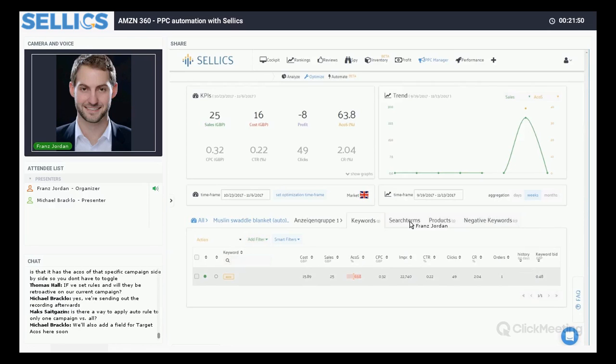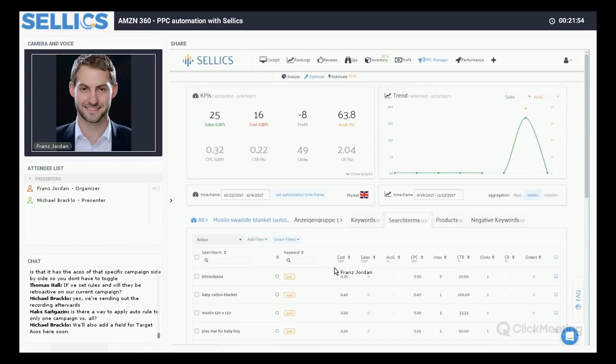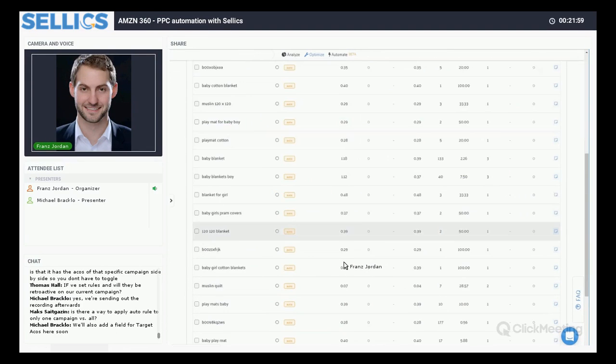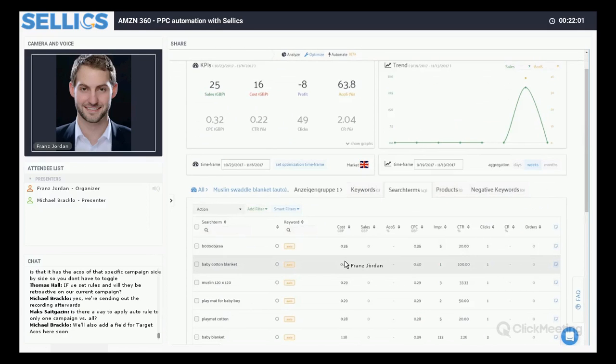All you need to do is click here at the top on search terms, and then you will get a list of search terms, right? Those are all the search terms in your auto campaign. And by the way, we will pull all this data automatically for you. You connect your Seller Central account, and we will populate this data on a daily basis, so there's no need to do any exports. Now you can just filter those search terms. Let's say you want to see only search terms that generated at least one sale, for instance. So you just enter one here.